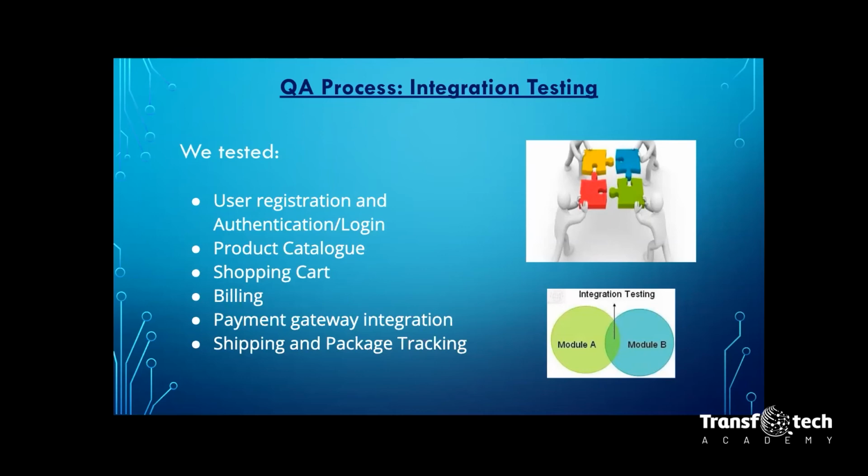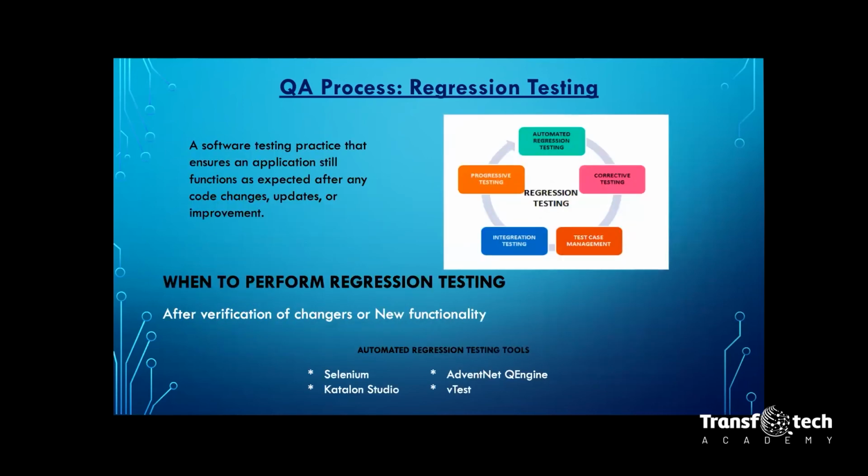In this phase, we tested the following: user registration and authentication, product catalog, cart, billing, payment gateway integration, shipping, and package tracking. Yes, whenever developers change or modify their software, even a small tweak can have unexpected consequences.